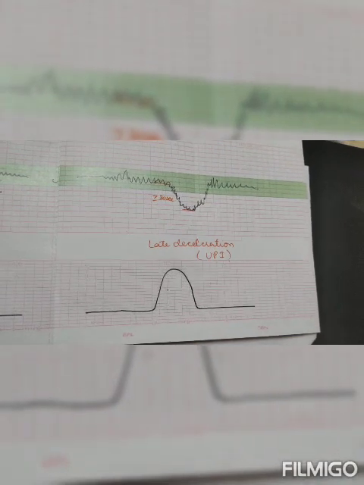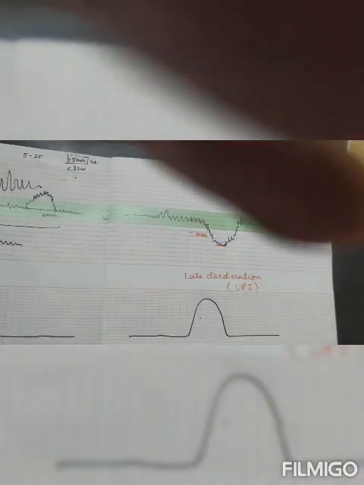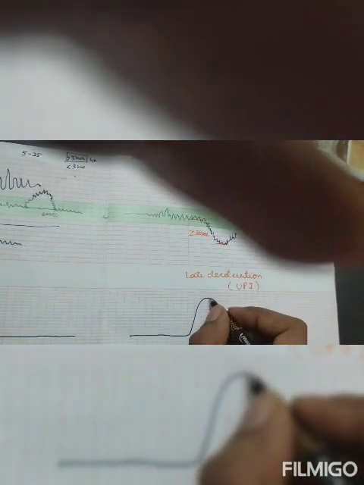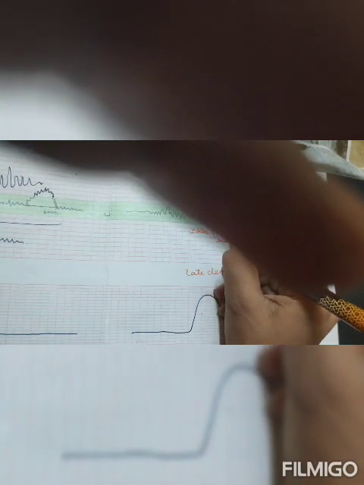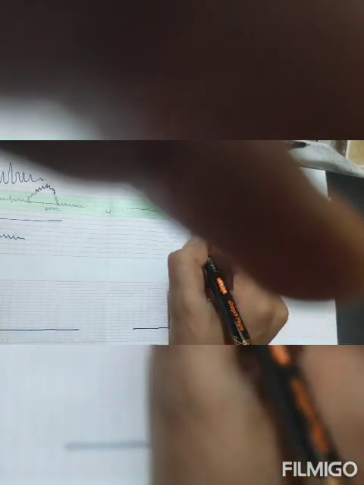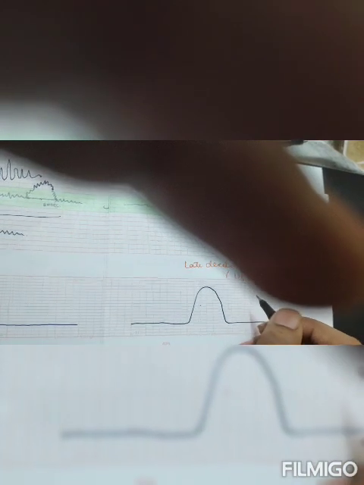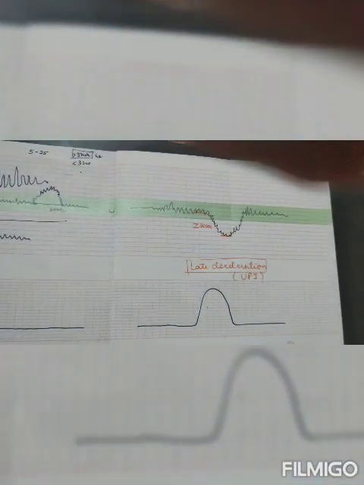Late deceleration is the second type of deceleration, in which after subsiding of contraction, the dip continues and returns to normal after some time. From the baseline heart rate to the nadir, it will take 30 seconds or more. It is gradual. It is known as late deceleration, and it is seen in uteroplacental insufficiency, and it is pathological.